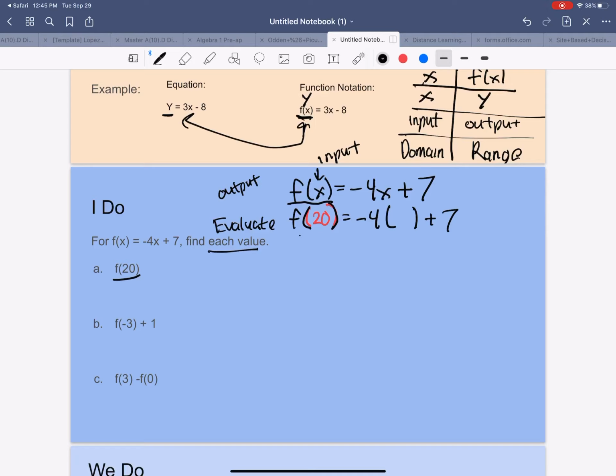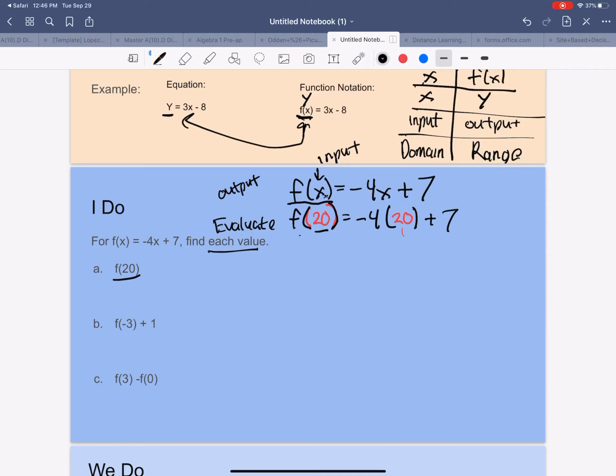Now, if you notice here, what changed? And so if you already thought about it, you notice that this x has now become a 20. And so with that being said, whatever is inside these parentheses is going to be your input. So this 20 is going to be substituted into every place where there's an x. So hypothetically, if there was more x's here, all those x's will become 20 because that's what it's asking you to substitute into your variable. So there's an x right there, so that says negative 4 times 20, plus 7.